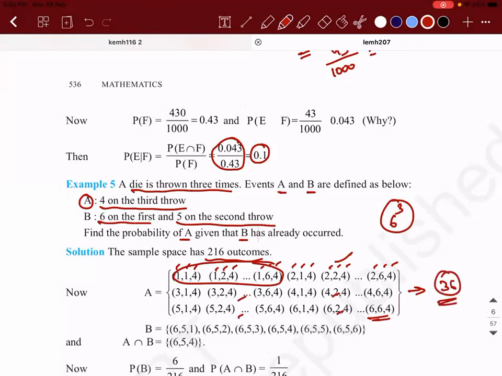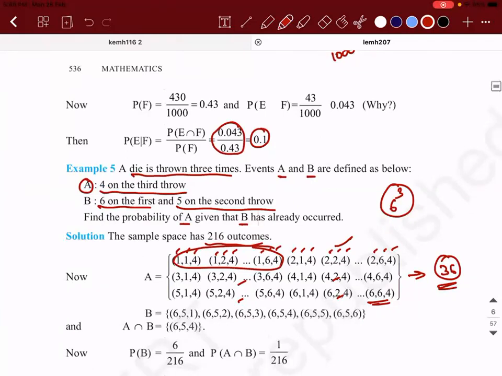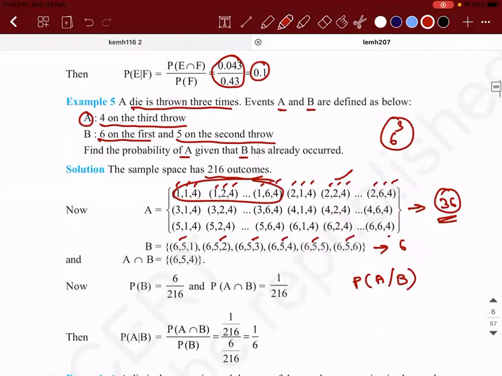B is 6 on the first and 5 on the second. So how many such outcomes are there? 651, 652, 653, 654, 655, 656. This is 6 outcomes. So what is the probability of A given that B has already occurred? That will be the probability of A intersection B divided by the probability of B. So what is the probability of A intersection B?